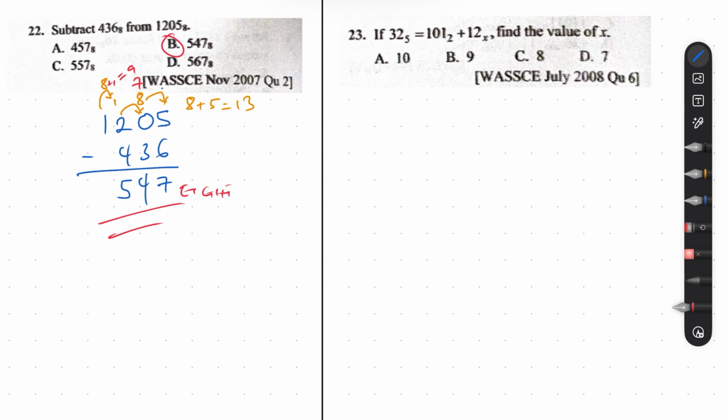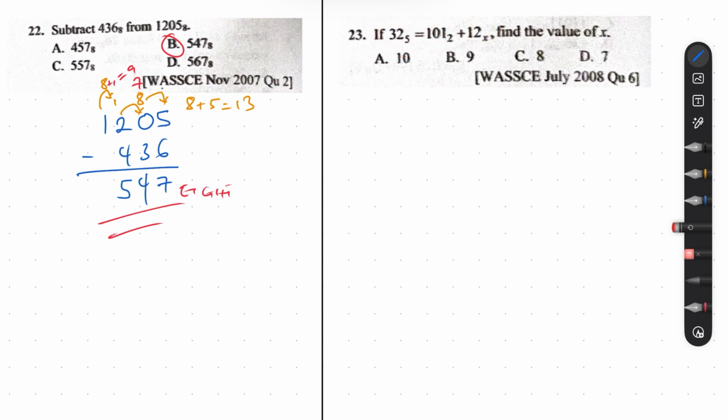Let's move on to question number 22. It says, if 32 base 5 is equal to 101 base 2 plus 12 base x, find the value of x. Okay, cool. So now what do we do? What we do is we convert everything to base 10. This is base 5, this is base 2, this is base x. So we convert everything to base 10 and then we can equate them.